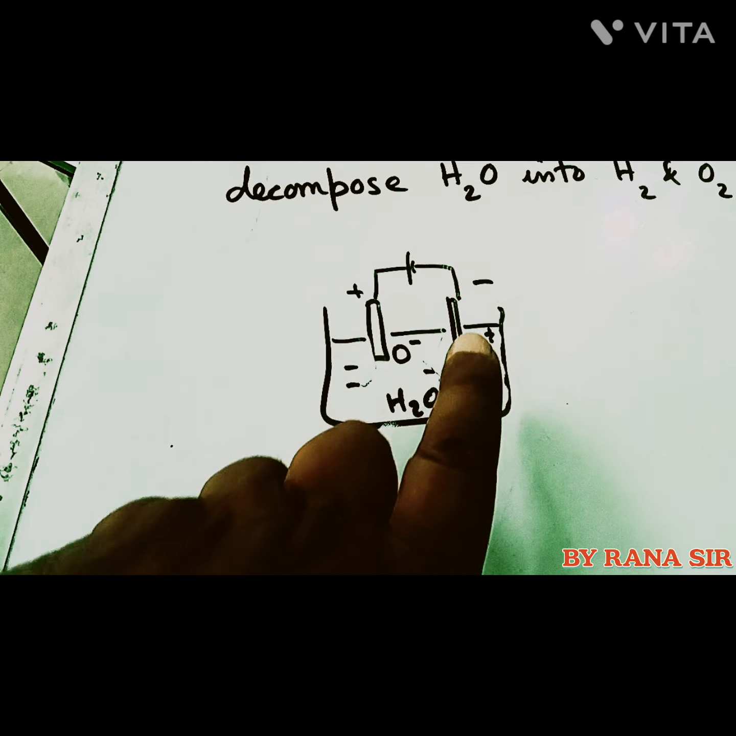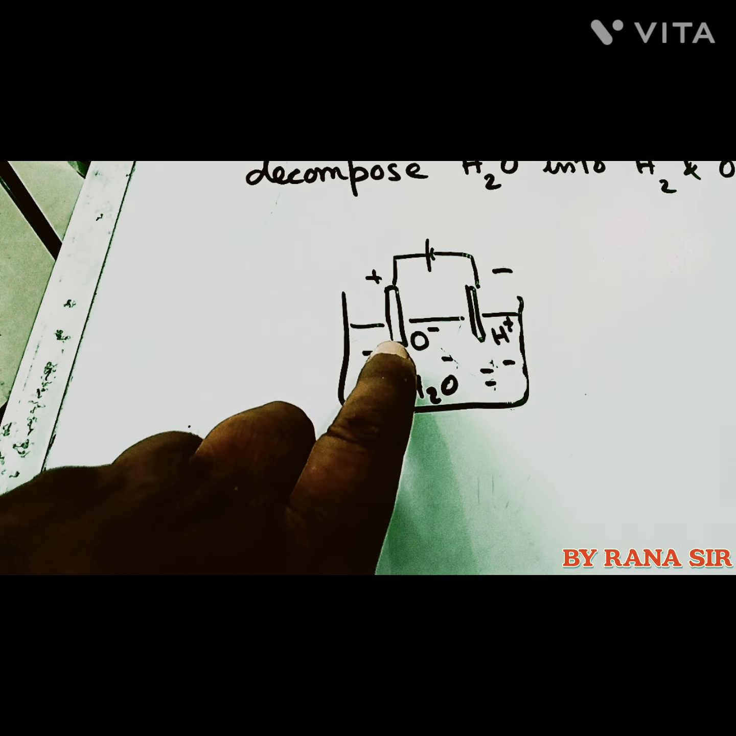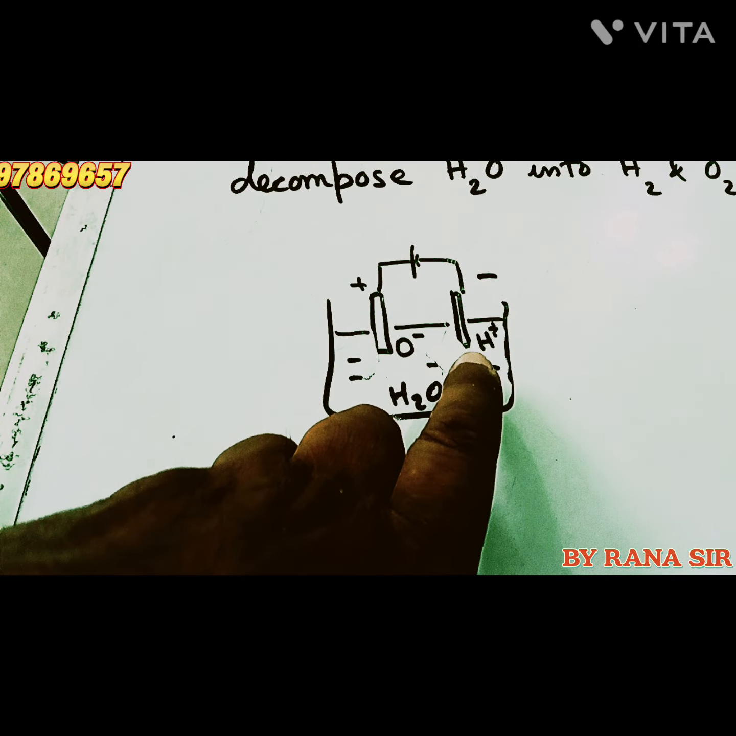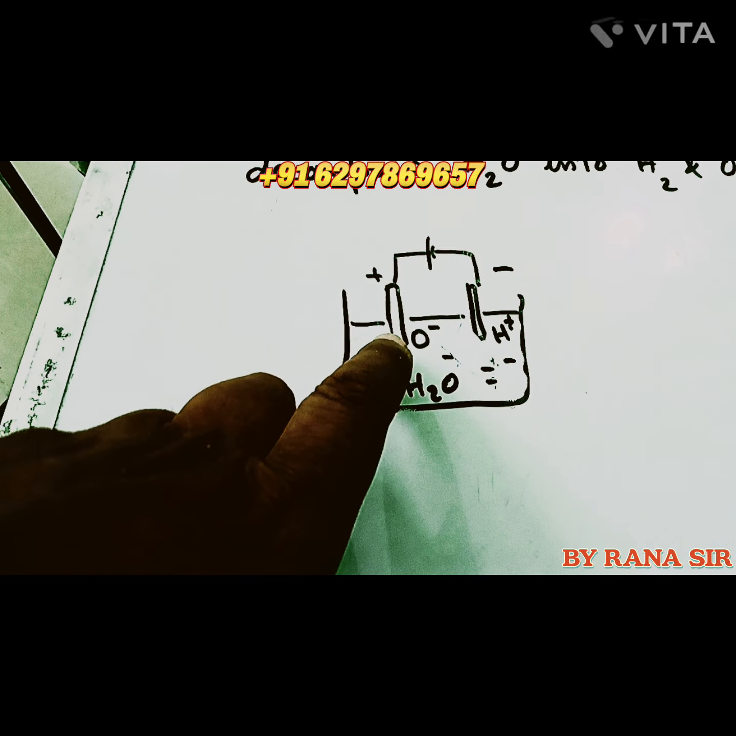The positive ion is attracted towards the negative terminal, and the negative ion is attracted to the positive terminal. So here H2 gas is collected and here O2, or oxygen gas, is collected.